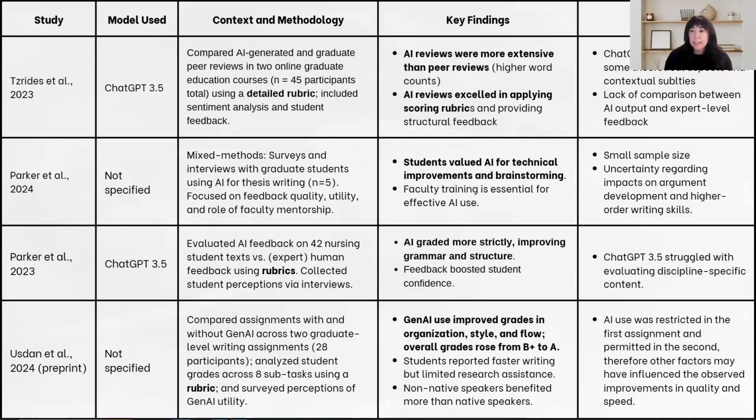Now, I want to take a second just to consider 4 key takeaways that we might consider from these studies. The first is that they suggest that generative AI can provide timely, detailed, and consistent feedback, particularly when combined with a rubric. And in the context of graduate level writing, this kind of scaffolding can support revisions and prepare novice researchers for higher order critiques.